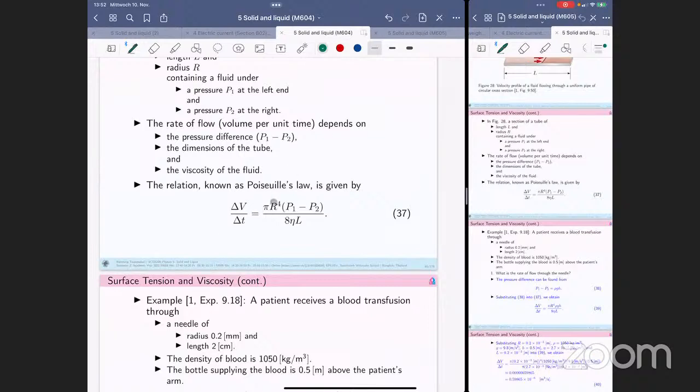Pi r with the power of 4. Okay, and the pressure difference P1 minus P2 divided by 8 eta L. All right, 8 and eta L.